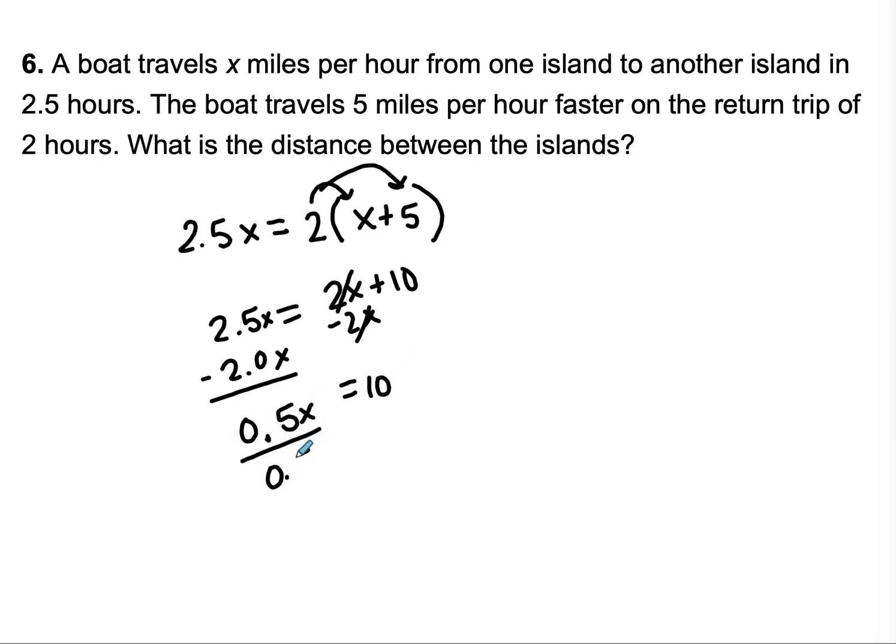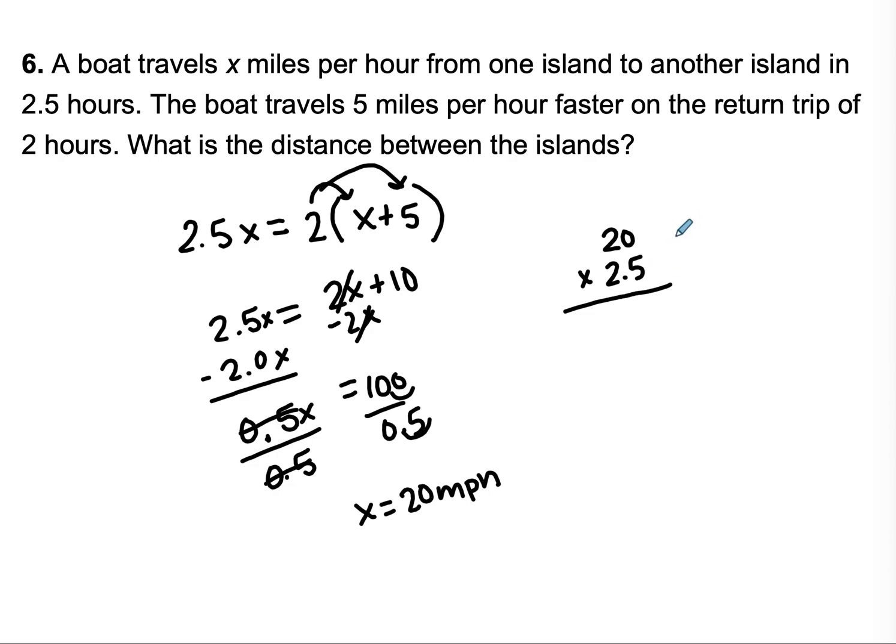Gotta divide by 5/10. Okay, move my decimal 1 here, move a decimal here, and add a placeholder 0. So really I'm doing 100 divided by 5, which equals 20. That's the speed, 20 miles per hour. And then it is 2.5 hours. So I'm multiplying by 2.5.